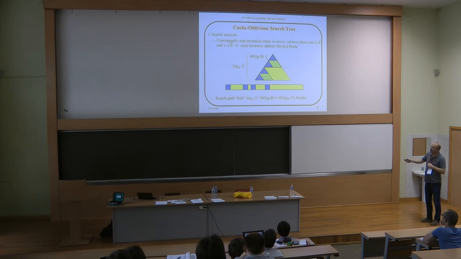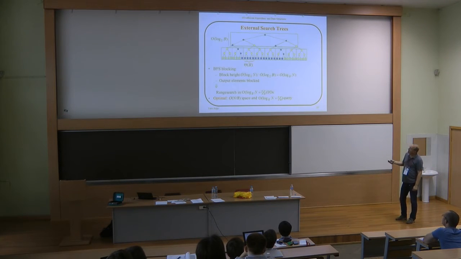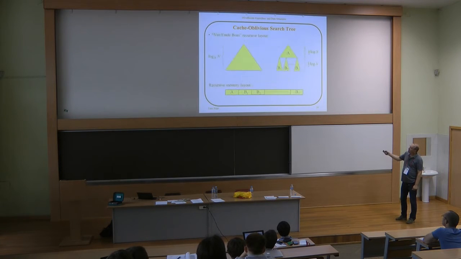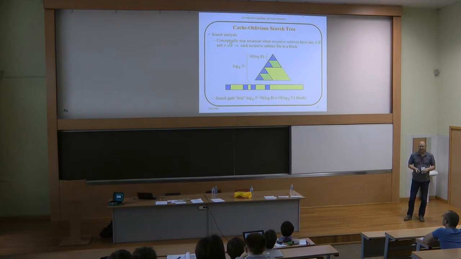To walk a path of log n height, I do log n divided by log b IOs, namely log base b of n IOs. Okay? So instead of explicitly putting these things out in blocks, I do it recursively like this, but the effect is going to be exactly the same. Namely, at some level, the blocks are going to be exactly the right size. Pretty neat, I think.